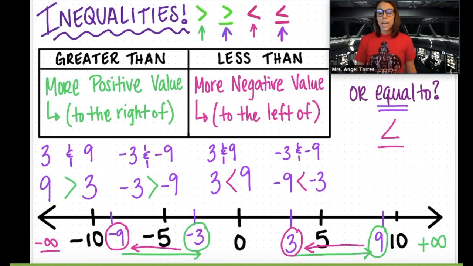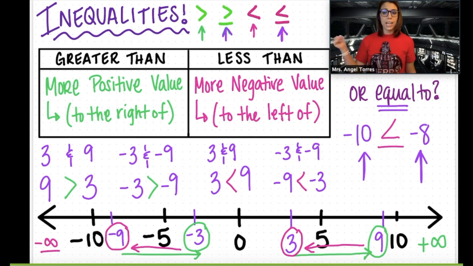The same could be said for less than or equal to. Either the left side has to be less than the right side or equal to the right side. So I could say that negative 10 is less than or equal to negative 8 because it's less than negative 8. It's to the left of on a number line, it's more negative, it's closer to negative infinity. I could also say that negative 8 is less than or equal to negative 8 because it's equal. So when you bring in equal to, you're just adding on the fact that both sides could also be equal, not just greater or less than.